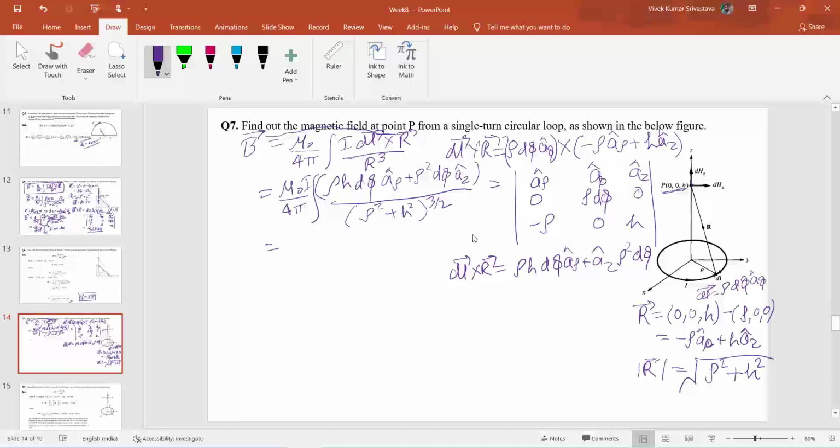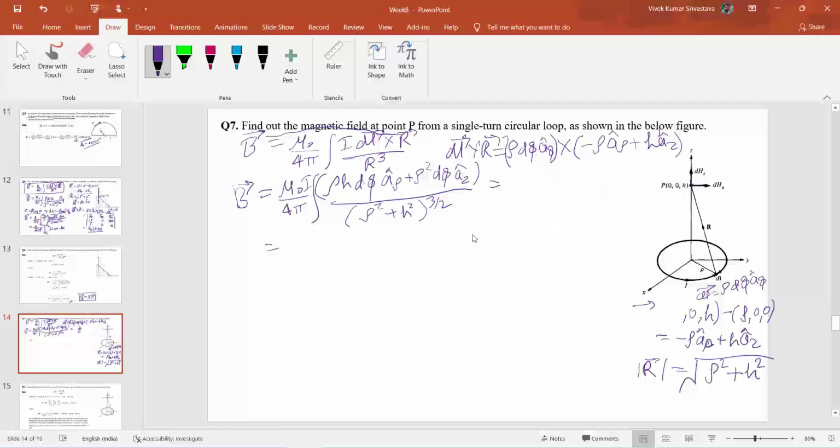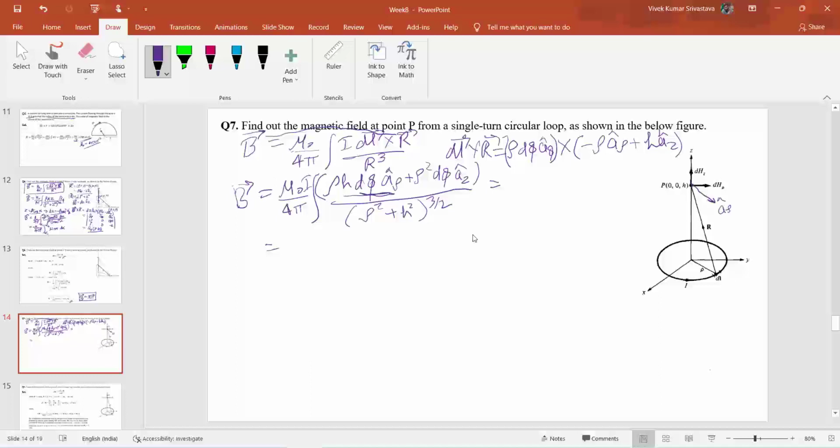So we have to determine this expression for determining the total magnetic field. One thing that we have to see here is that due to this differential element we have obtained two different magnetic field components. One is along aρ, and the other one is along az, okay.